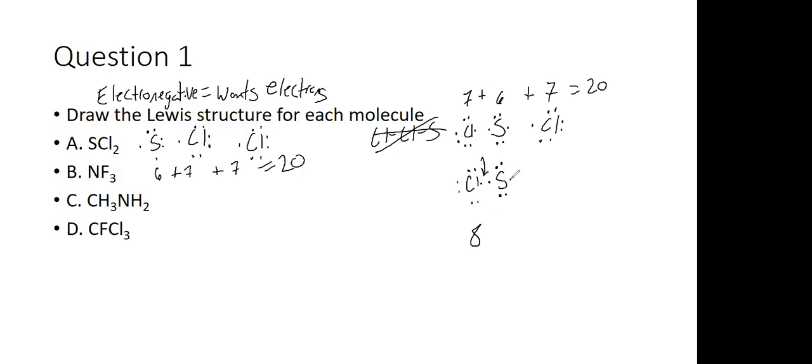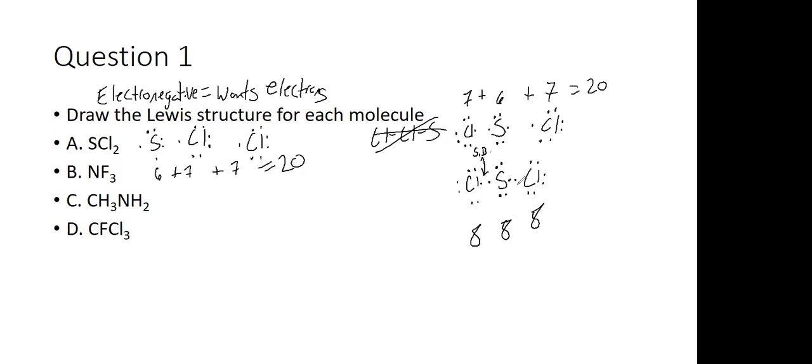Sulfur, I have to associate with the other chlorine as well. So I'm going to make another single bond to my other chlorine. My other chlorine now has 8 electrons. That's a single bond. Now let's look at my sulfur. My sulfur has 2, 4, 6, 8. So my sulfur also has 8 electrons.